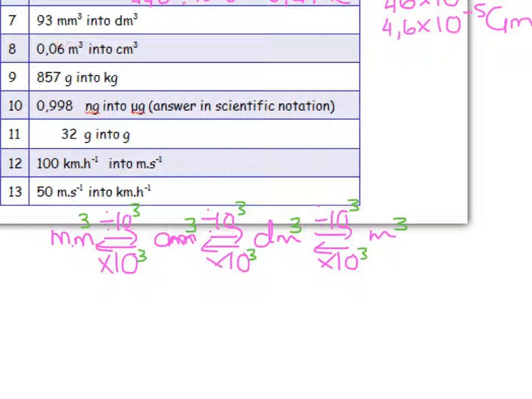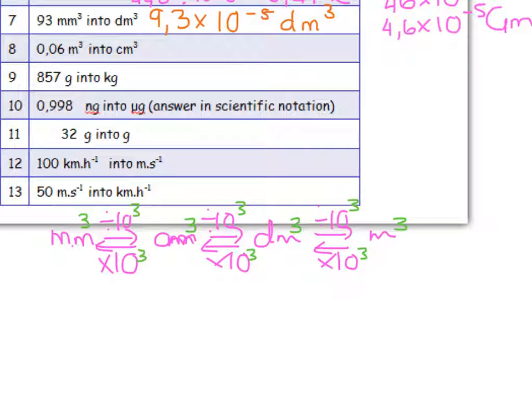So if I'm going from millimeters cubed to decimeters cubed, I am going to divide by 1 million. In other words, by 1,000 and then by 1,000 again. And I land up with 9,3 times 10 to the negative 5 decimeters cubed. It was 93 times 10 to the negative 6 originally.